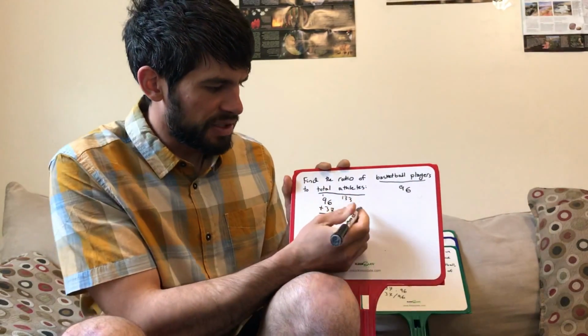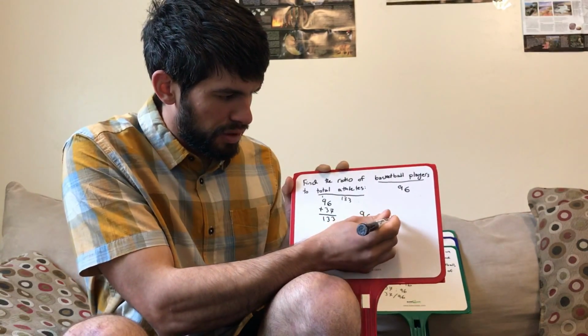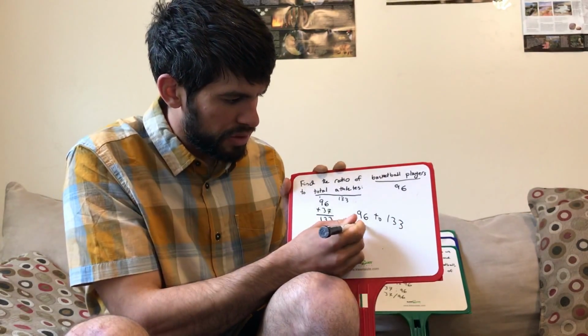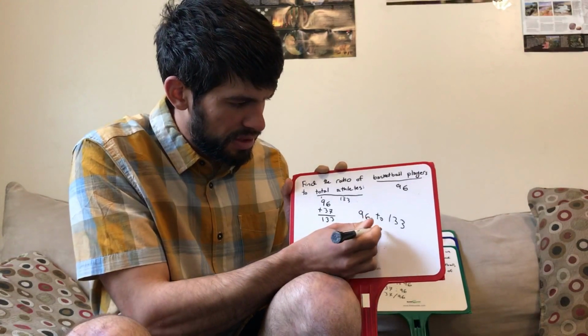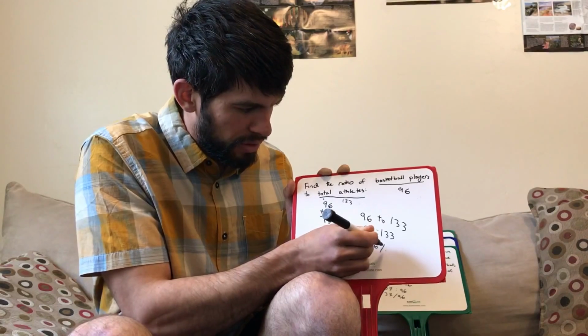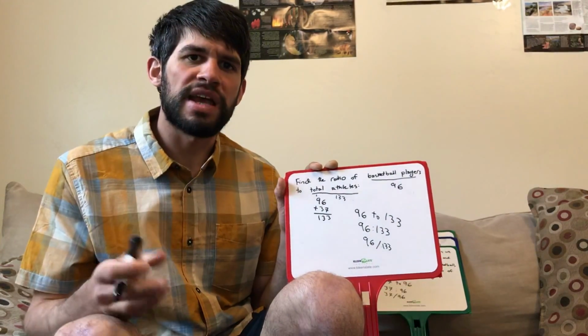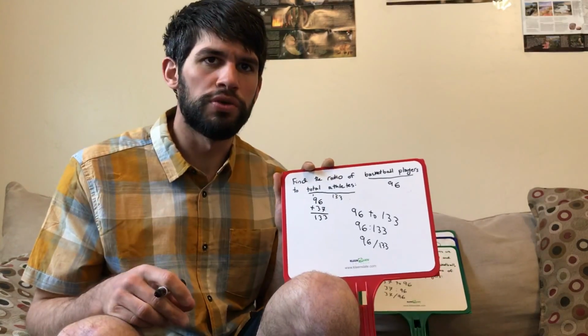Since basketball players go first, it's going to be 96 to 133, which we could also write as 96 colon 133, or we could write like this. And that is how you find ratios between two quantities.